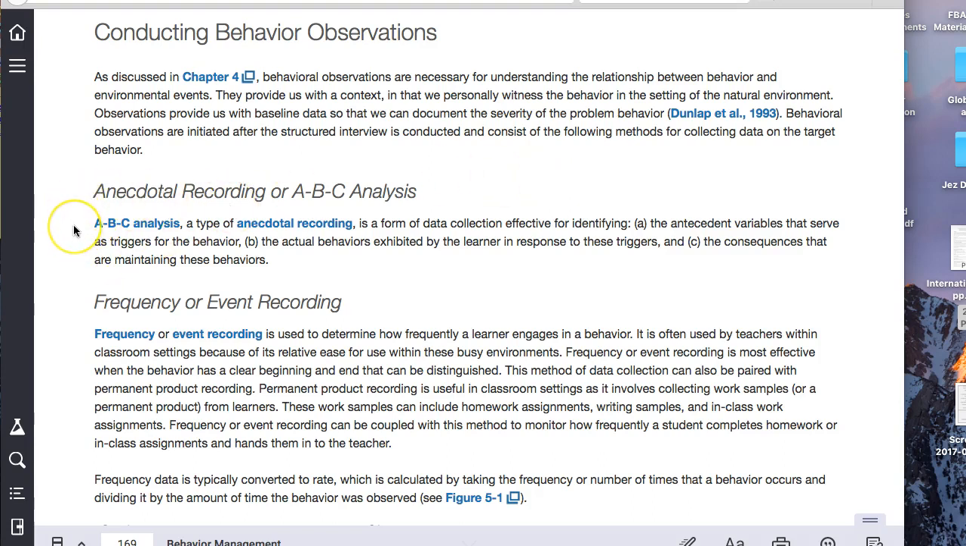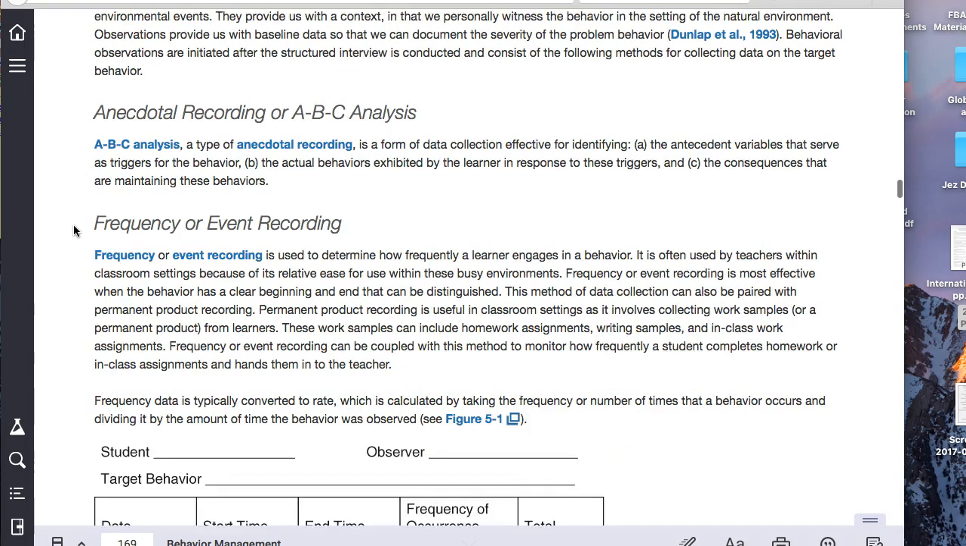You've got the anecdotal recordings, or the ABC analysis. So this is where you go in there and try to figure out what's causing the behavior, what the triggers are, what the behavior is, and then what's the consequence. And then once you get to understand a little bit more about the behavior, you can make decisions about how you can support or help modify that behavior.